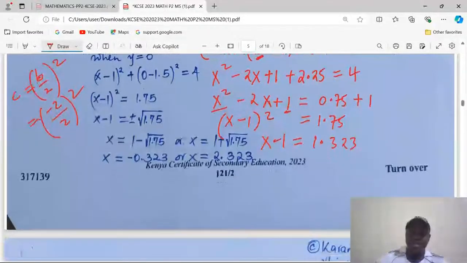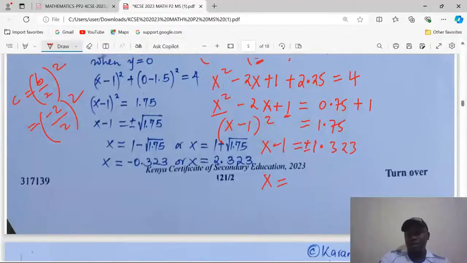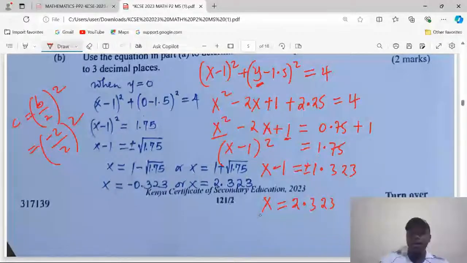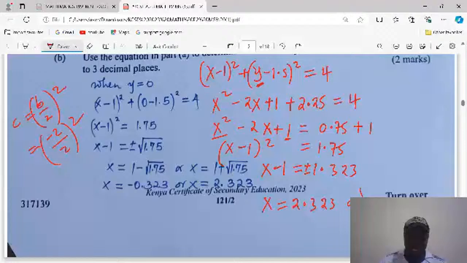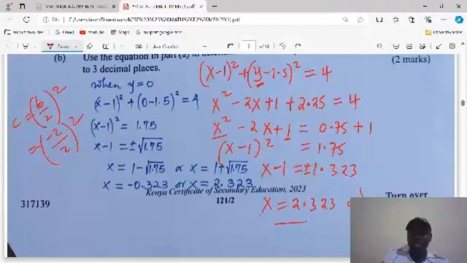1.323. So remember, this should be plus or minus 1.323 to remain with x. Now we are supposed to add 1 to those two possible values. And the other value of x is equal to negative 1.323, then we add 1, and we are getting negative 0.323. So we have this possible value of x-intercept.